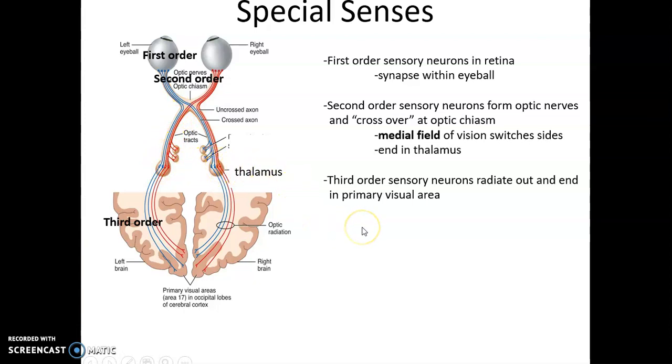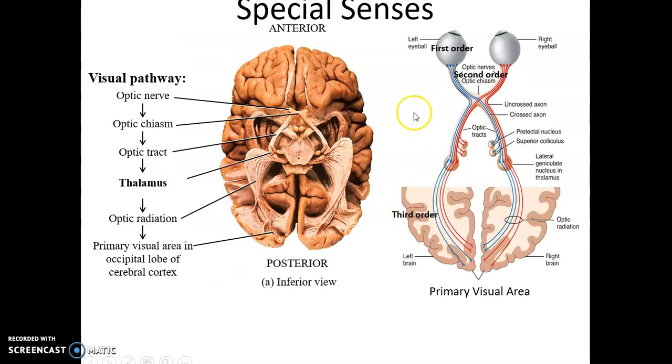There they will synapse with the third order sensory neurons that will then radiate out to the occipital lobe, where you find the primary visual areas. So again, optic nerve, optic chiasm, optic tract, where the thalamus would be, and the optic radiation leading to the primary visual area in the occipital lobe of the cerebral cortex.